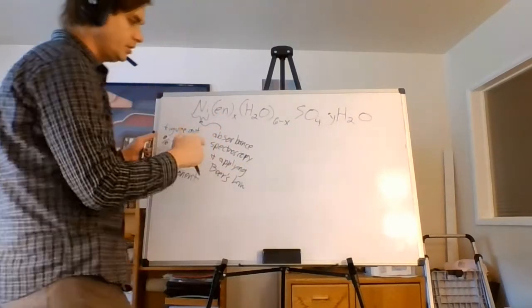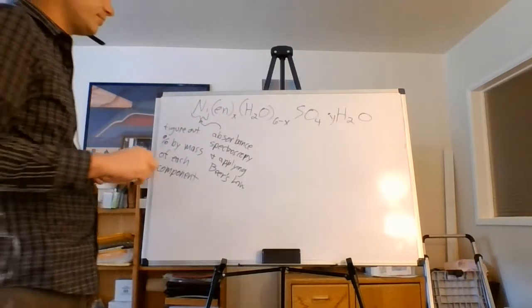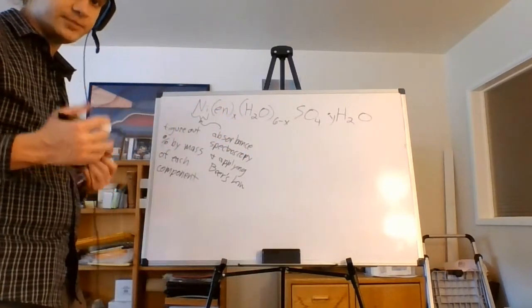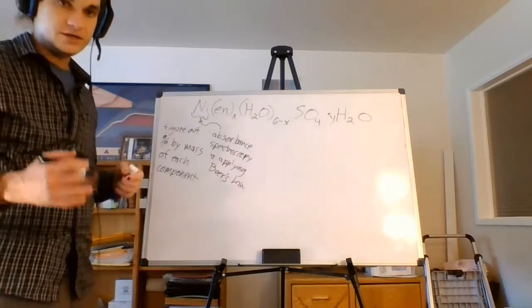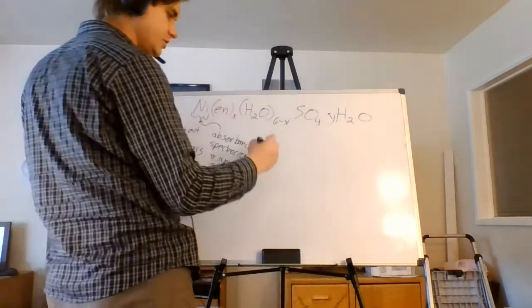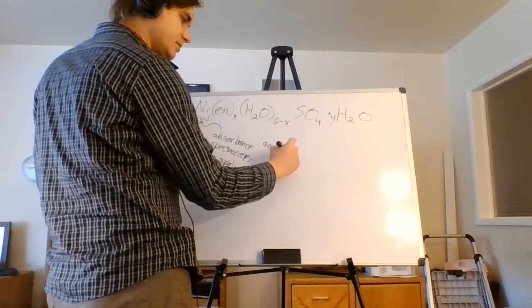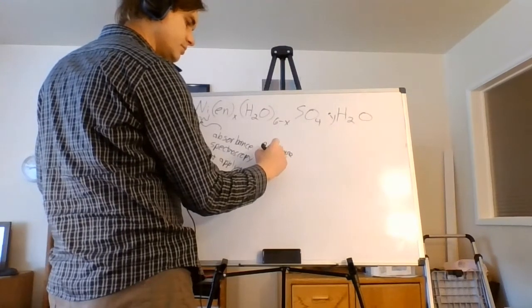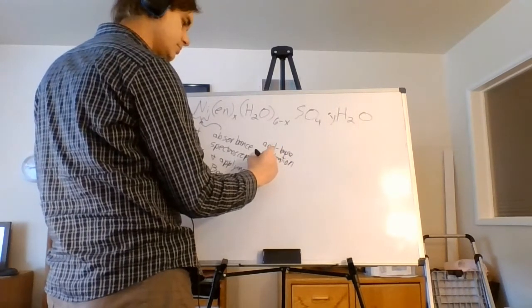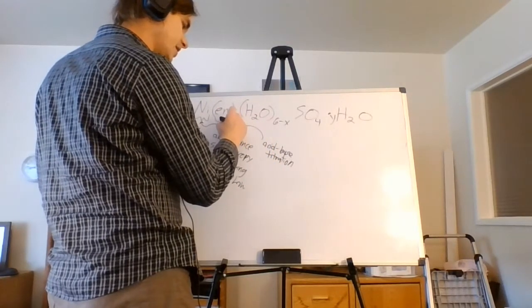The second one, the ethylene diamine, this is something where we can use the reactivity of the ethylene diamine to our advantage. So ethylene diamine is a Lewis base, but it's also a Bronsted base. So that means that we can use acid-base titration to figure out how much of this we have.